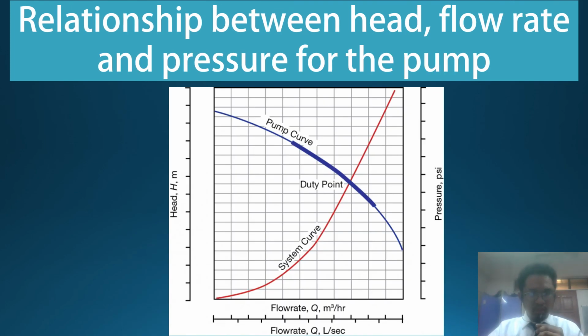Next, let's see the relationship between the head of the pump, flow rate, and pressure for the pump. This graph shows that when the pressure increases, the flow rate of the water will increase. The graph also shows that when the head of the pump increases, the flow rate of the water will drop. And we can also see that when the pressure drops, the head of the water also drops.